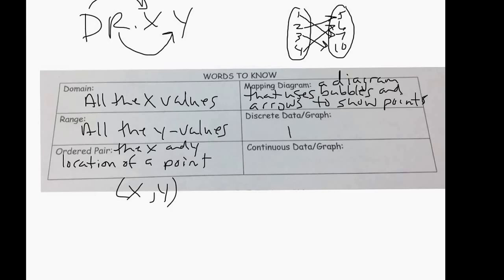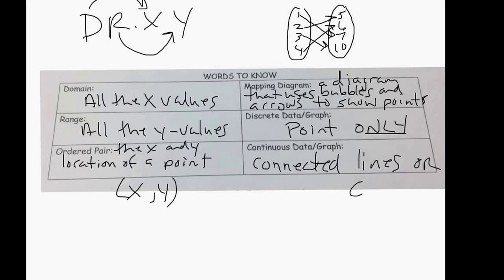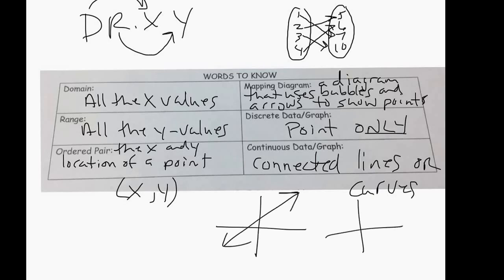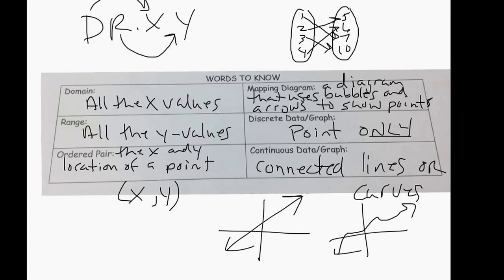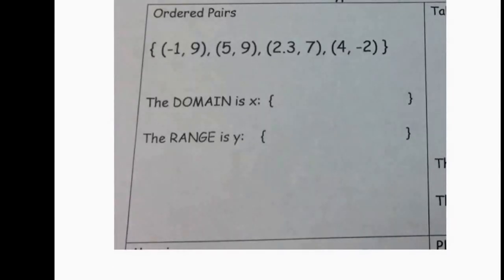Discrete data is points only, just points. Continuous data or graph are connected lines or curves. Okay? So it's a graph. It could look like this. It could look like this. Okay? Just as long as you can see the actual line or curve, then you have a continuous graph. Alright, so we're going to get into the actual problems that we do for domain and range.